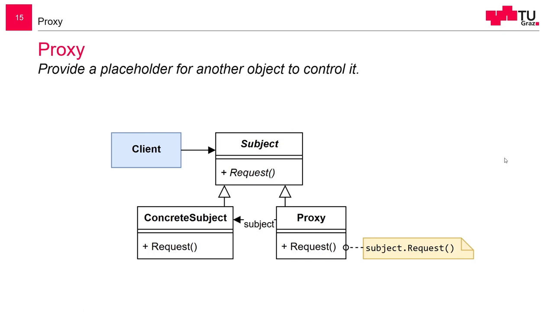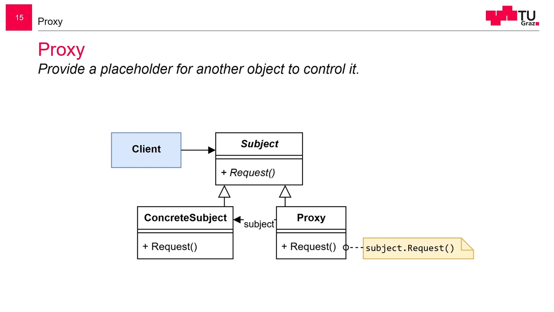The proxy pattern. So the idea behind proxy is that we want to get a placeholder for another object in order to control it. So this placeholder should be transparent, so it should have the same interface as the original object.